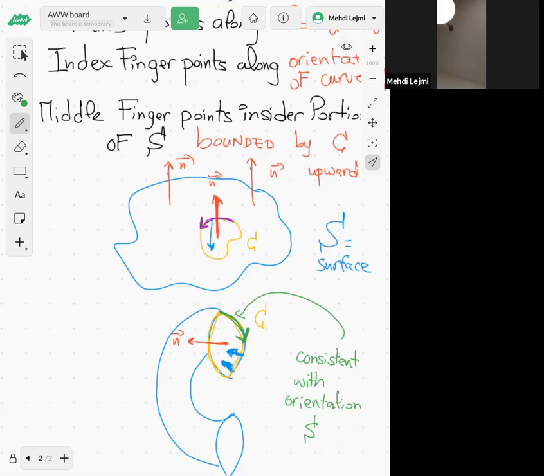Anyway, just take your right hand, guys. Curl the fingers; they must curl in the direction of the orientation. The thumb points along the normal vector. The index finger points along the orientation of C, and the middle finger points inside the portion of S bounded by C.